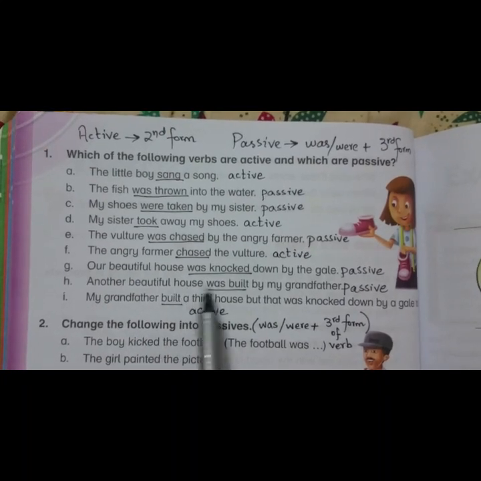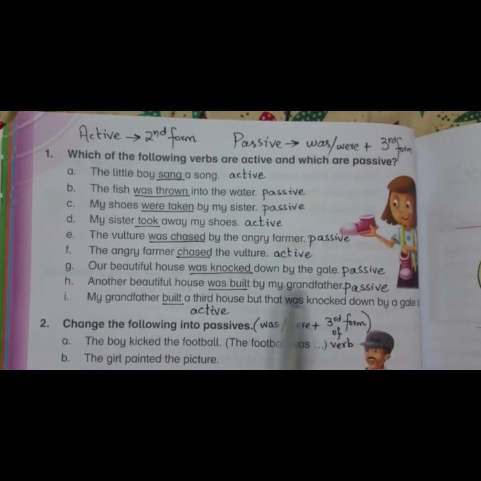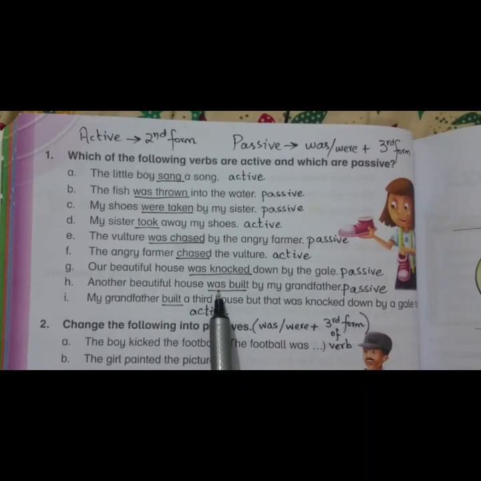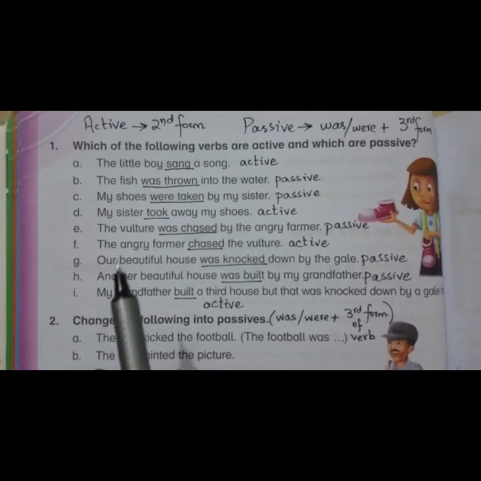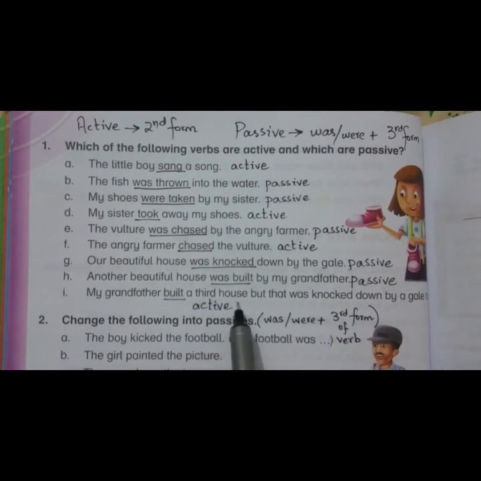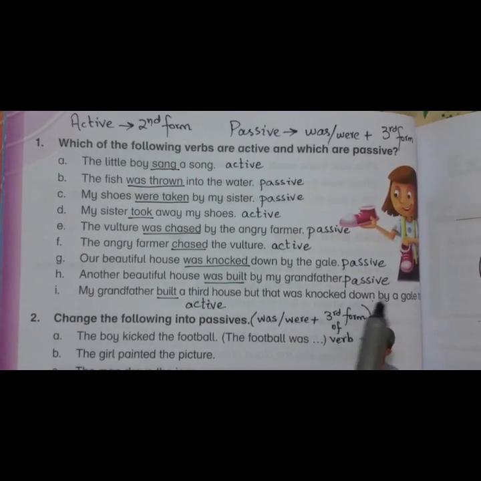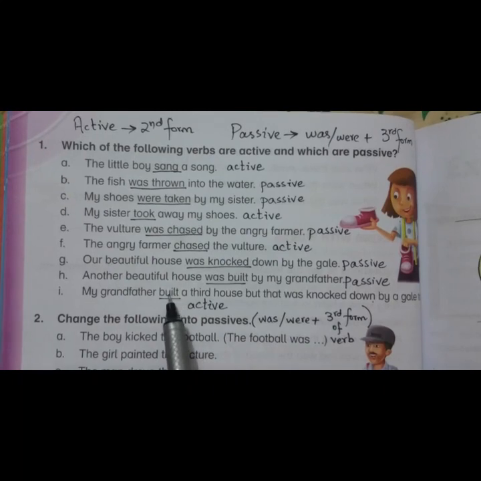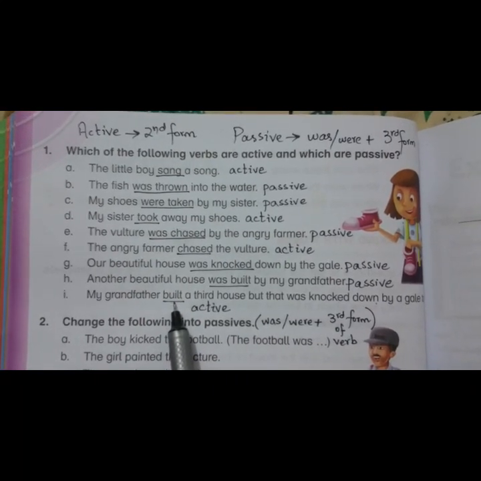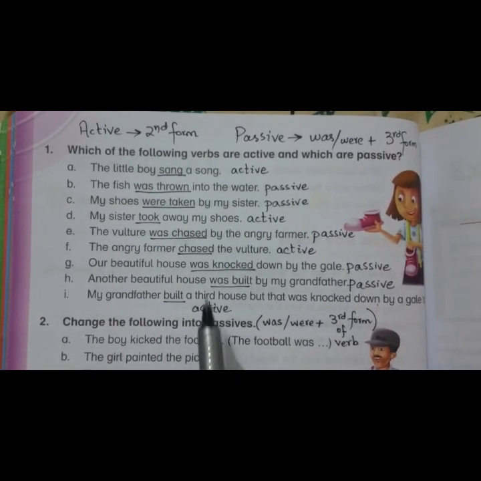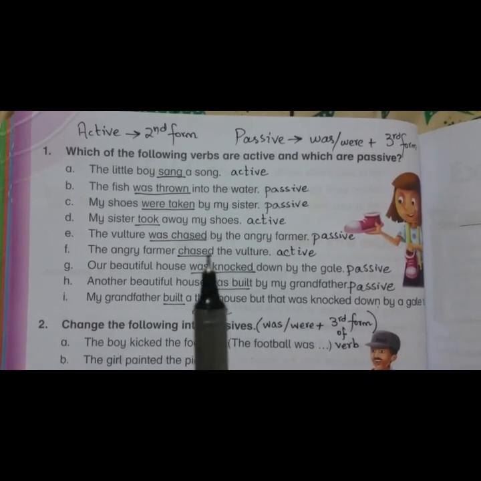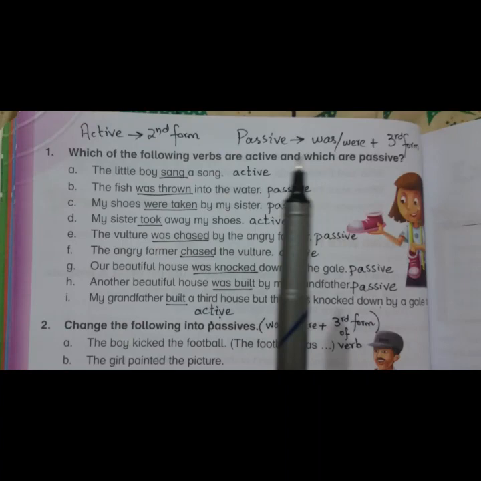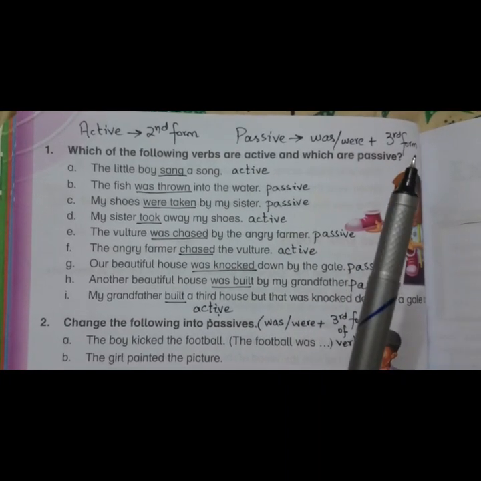Another beautiful house was built by my grandfather. Was built. We have used was again, with built. So this is passive. And the last one is: my grandfather built a third house, but that was knocked down by a gale too. So here built is used as the second form of verb, so it is active. I hope you understood this one. In active voice we have the second form, and in passive voice we have was and were with the third form of verb.